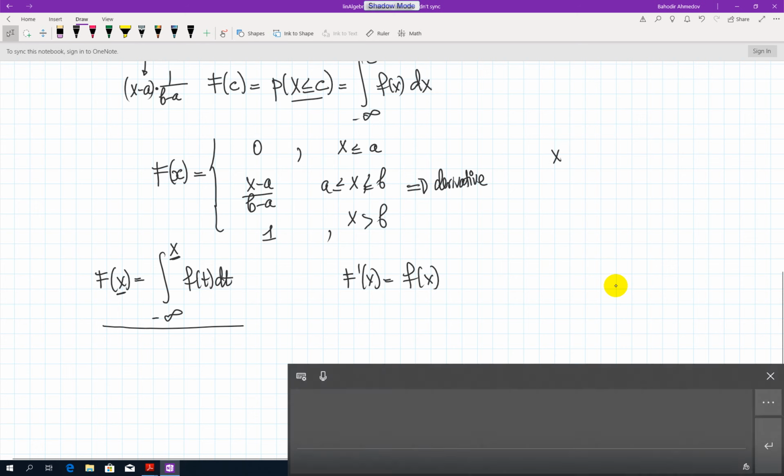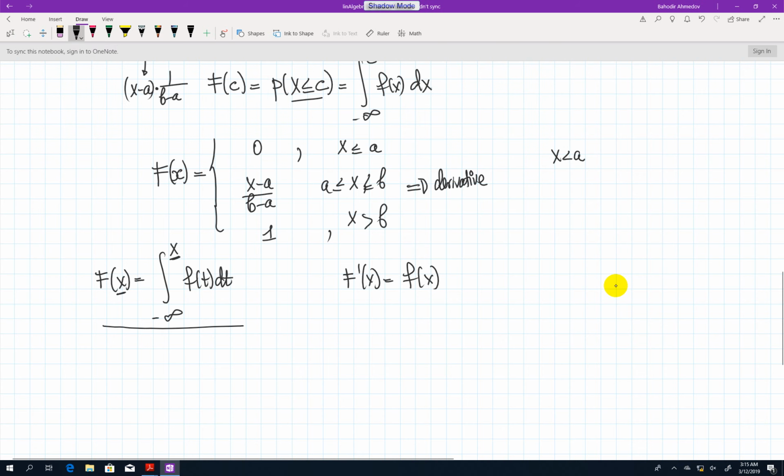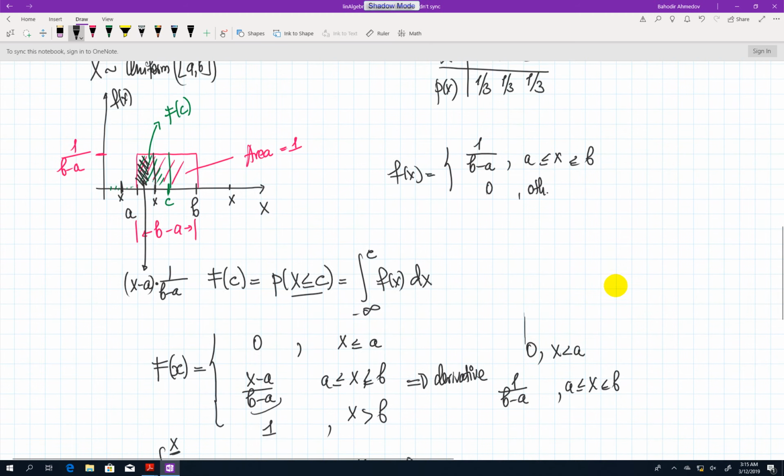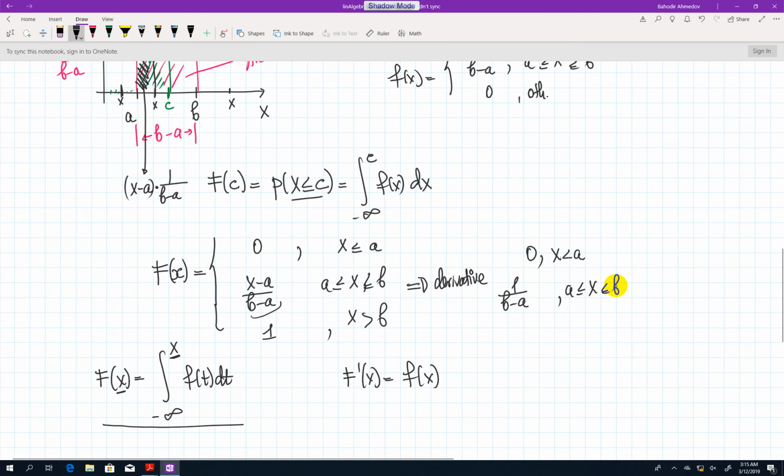For the regions x is less than a, what will be the derivative of the 0? Simply 0, right? For the regions x is between a and b, what will be the derivative of this one? It is 1 over b minus a, right? You can split this as x over b minus a minus a over b minus a. The derivative of the second is 0 because this is a constant, right? And the derivative of the 1 is also 0. For all the regions x is more than b, it's also 0, right? Which is exactly the density function, right?